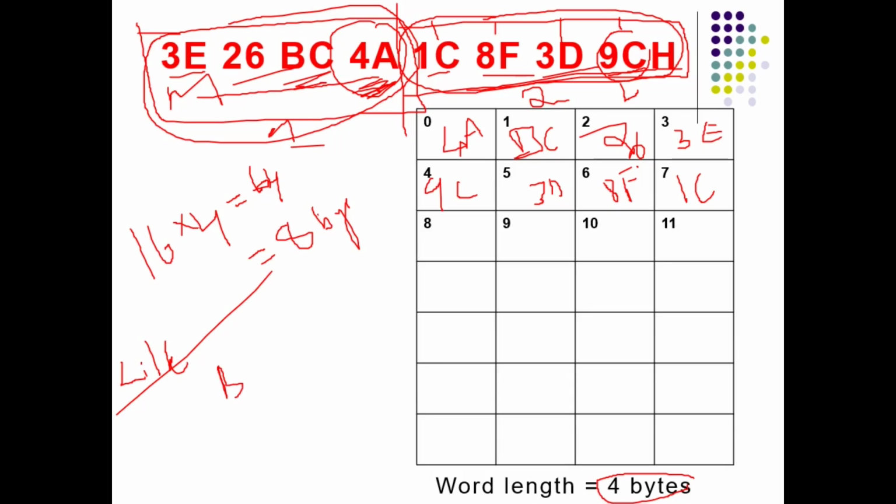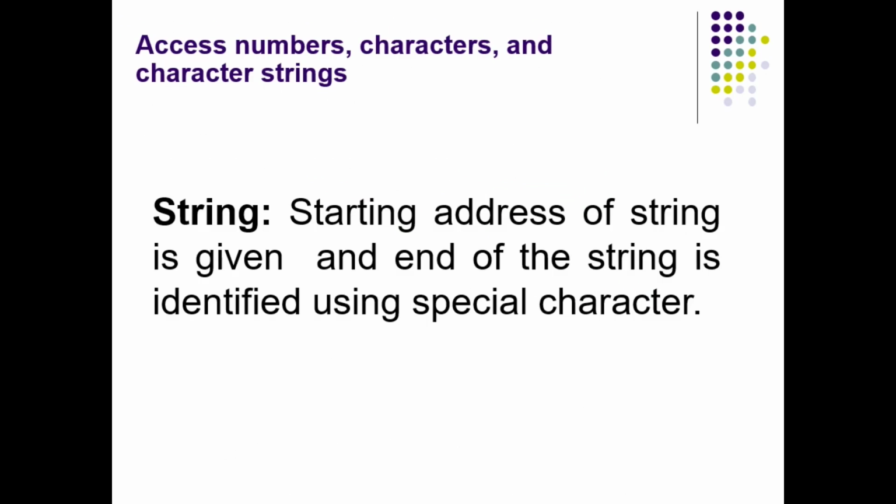What about Big Endian? Big Endian doesn't make any difference, right? Big Endian starts from 3E 26 BC 4A here, then 1C 8F 3D 9C here. Big Endian is as it is. Even though we break the word, it doesn't matter. It follows the same direct order. Little Endian is this way. So this is one small part about memory. Numbers are fine. We will convert them to binary, then hexadecimal, then decide where they have to sit, based on Little Endian or Big Endian.